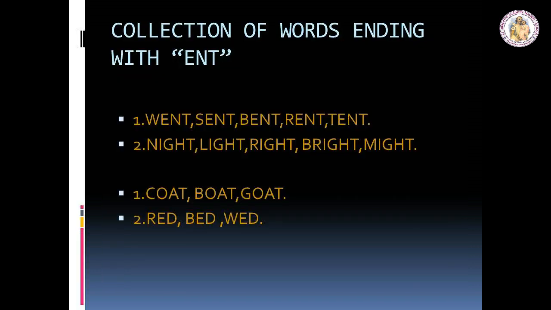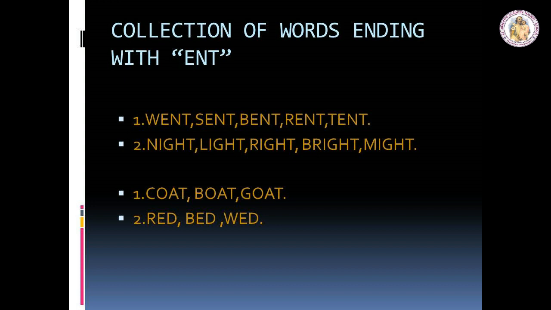Children, this is also an example of patterns. A collection of words ending with ENT. The first one: went, sent, bent, rent and tent. This is also a pattern, not only the designs, styles, etc. Words which end with ENT are also called a pattern.